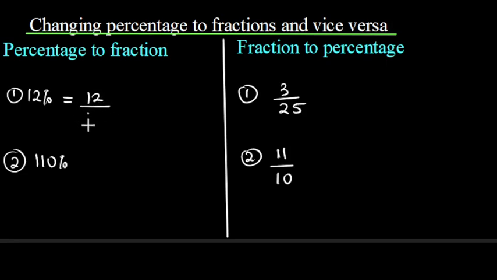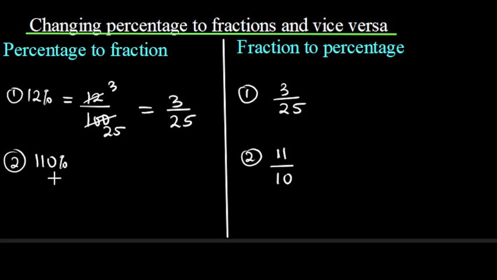12 divided by 100. Now we don't leave it this way. We need to divide further so that we leave the answer at the lowest term. Now common factor here is, let's use 4, which is the GCF. So 4 here is 3, 4 here is 25. So this 12% expressed as fraction is same thing as 3 over 25.